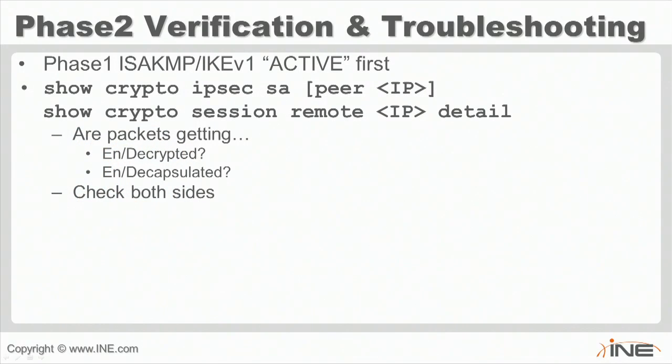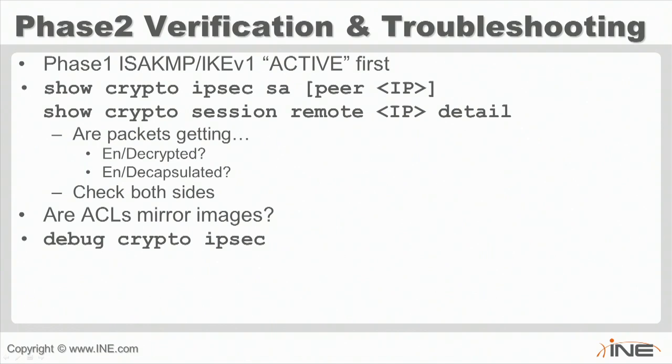Another place where this could be a problem in negotiation in phase 2 would be with the proxy ACLs. So if the endpoints do not agree that you are sending traffic from A to B, and I'm supposed to send traffic from B back to A, then they're not going to be able to form the phase 2 SA. We can also see this if we look at the debug crypto IPsec. That's going to show the negotiation of the phase 2 SA.